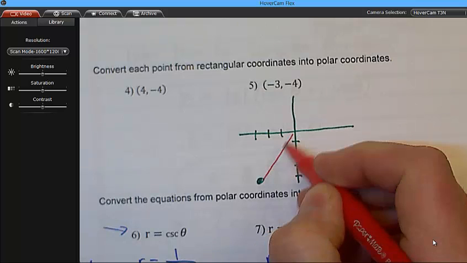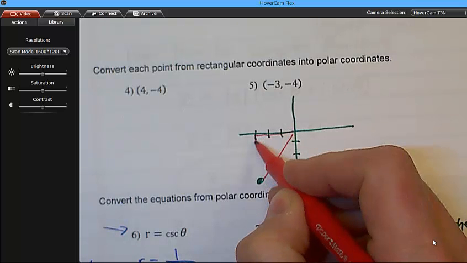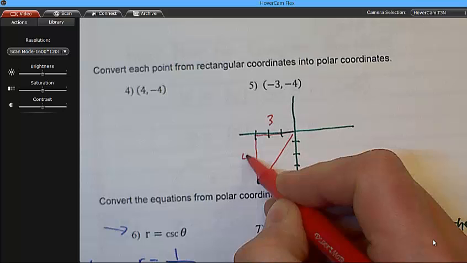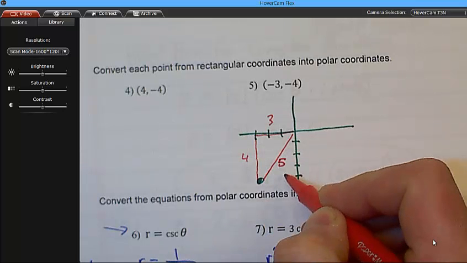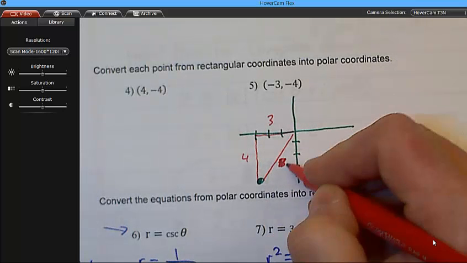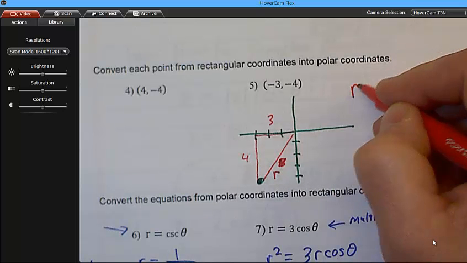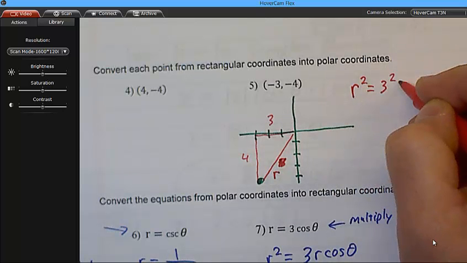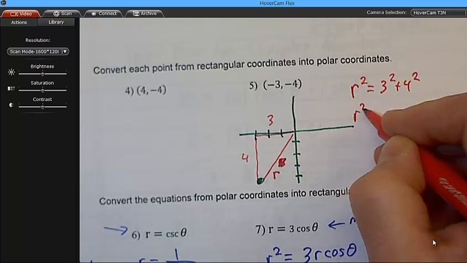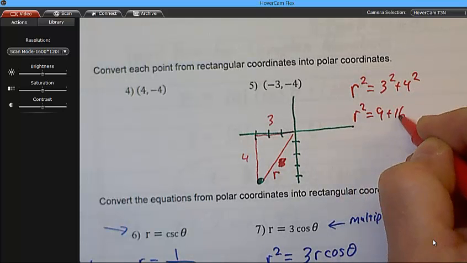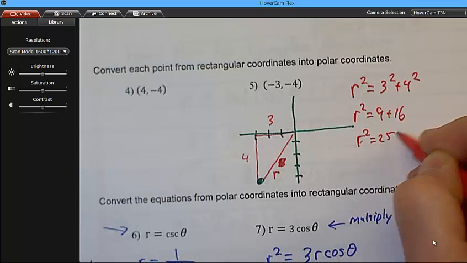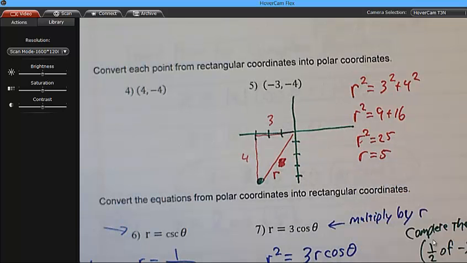Right? I mean, if you know that this is 3 and you know that this is 4, right away some people said, oh, that's 5, right? But even if you don't know that, r squared is 3 squared plus 4 squared. This is not hard. It's the next part that got people.